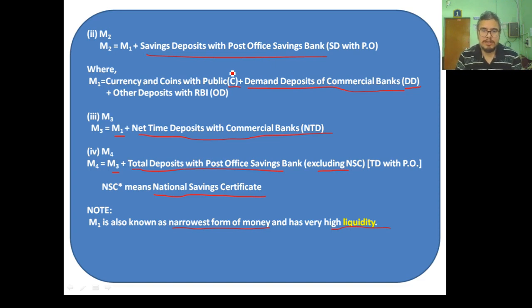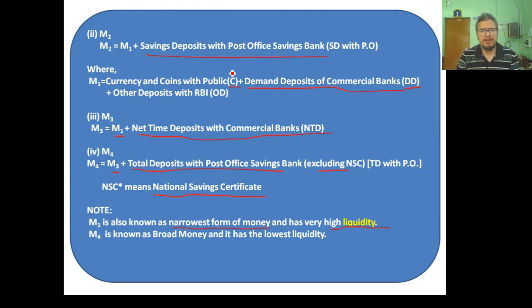So that is not available with all the post office banks. Okay, post office savings deposit does not allow you the ATM facilities. That is the reason why it is a bit less liquid than M1. Now if you move up more, M3 is even less liquid than M2, and M4 is not highly liquid. M4 is the least liquid among these four measures of money supply. So M4 is also known as broad money, and it has the lowest liquidity.